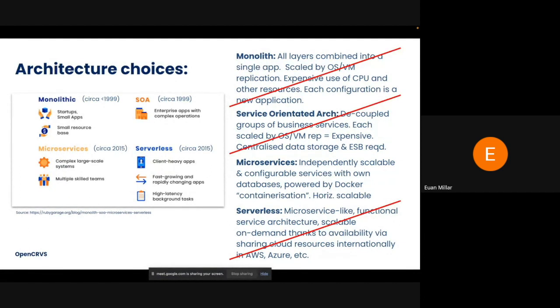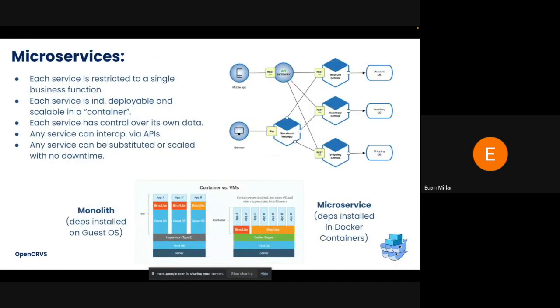So we only really have one architecture choice in order to make a configurable, scalable, and sovereign civil registration system, and that's a microservice architecture. There's a lot of content on the internet about microservices. I'm not going to talk about that in any great detail; you can research it in your own time. But at a very high level, what microservice architecture is, is that each of your services is restricted to a single business function.